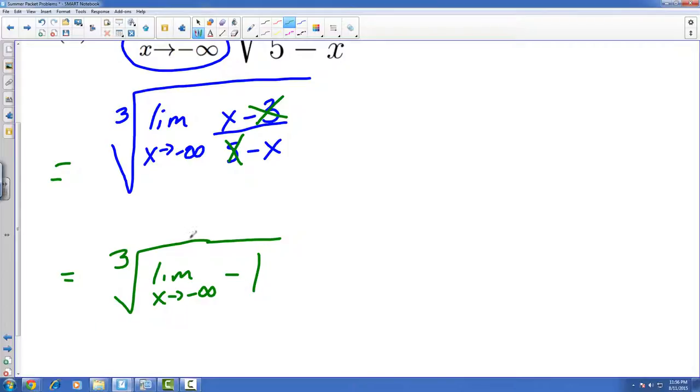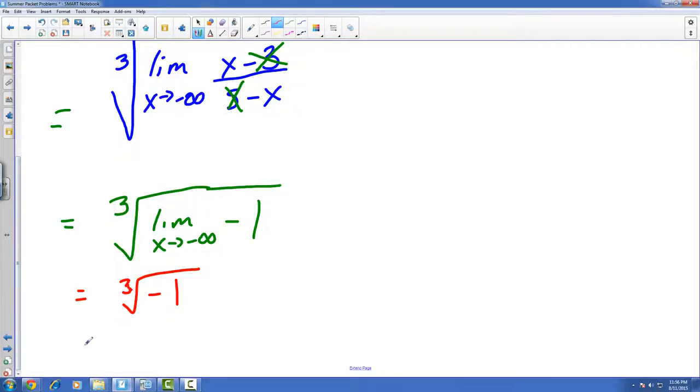So we end up then with the cube root of negative 1. So then the cube root of negative 1 just comes out to be negative 1. So the limit for problem 3R just ends up coming out to be negative 1.